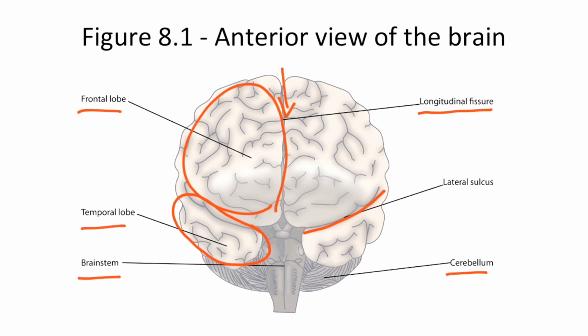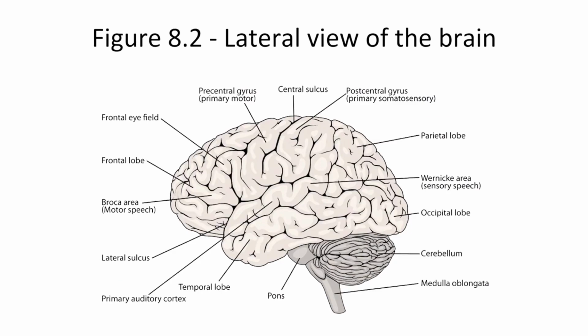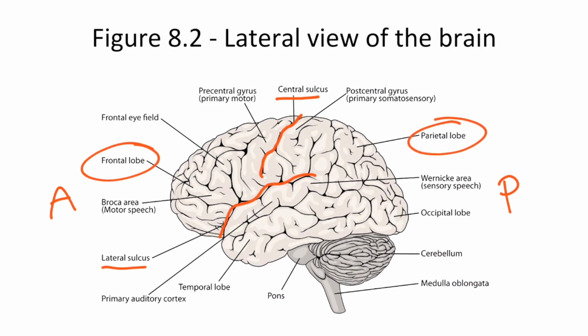Okay, let's look at a lateral view of the brain. This is figure 8.2, which is a lateral view of the brain. This is posterior, and this is anterior. Again, this is the lateral sulcus right here, and it can be easily seen from this lateral view. We can also see the central sulcus right here, which separates the frontal lobe from the parietal lobe. Finally, the parieto-occipital sulcus is hard to see in this image, but it's approximately right here, and it separates the parietal lobe from the occipital lobe.